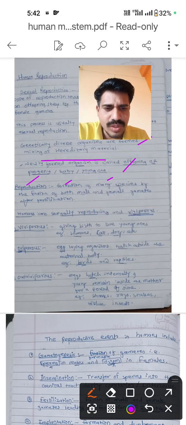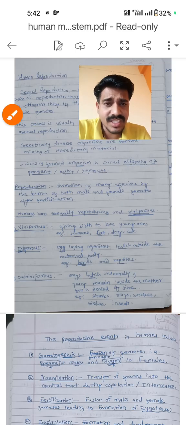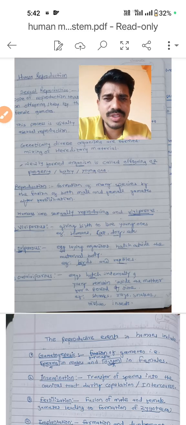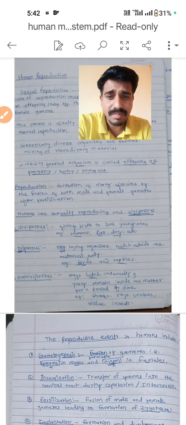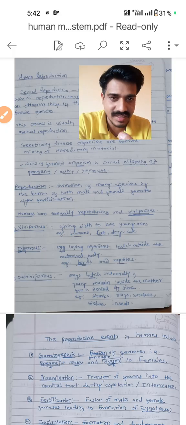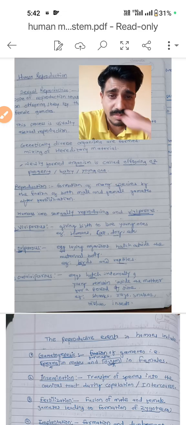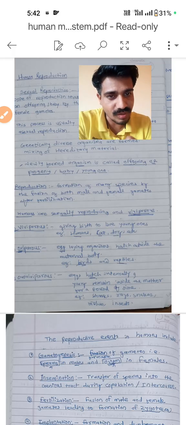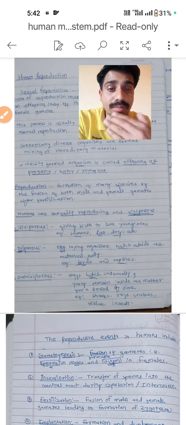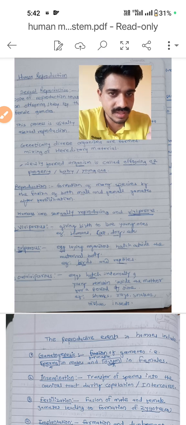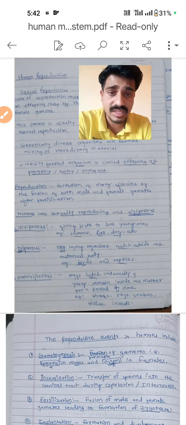Okay, dear students, here is a simple definition of reproduction: formation of new individuals by the fusion of male and female gametes after fertilization. The male gamete is the sperm and the female gamete is the ovum. When sperm and ovum fuse together, a diploid zygote is formed, and the zygote develops into an embryo. The embryo gives rise to a fetus, and the fetus gives rise to a baby. These are the sequential stages.